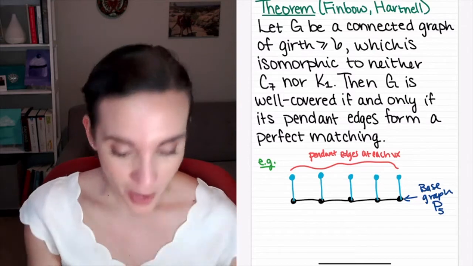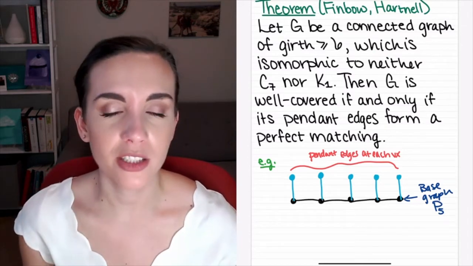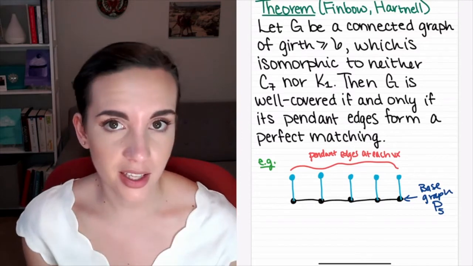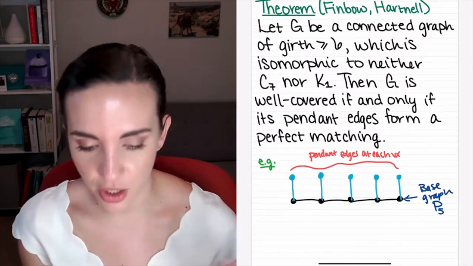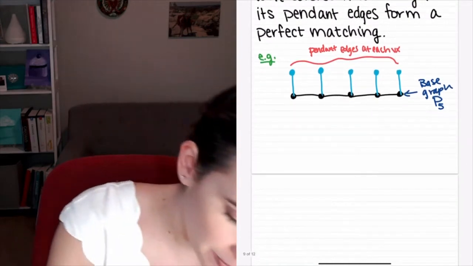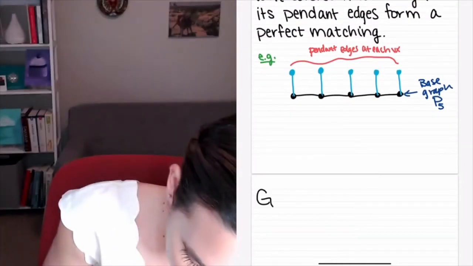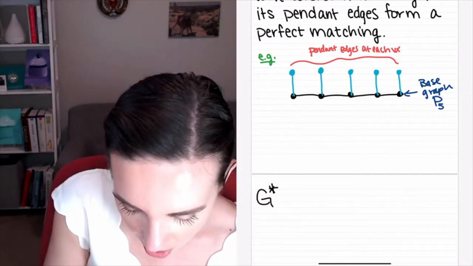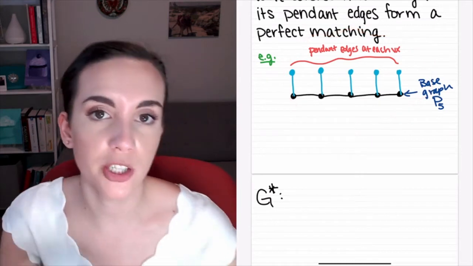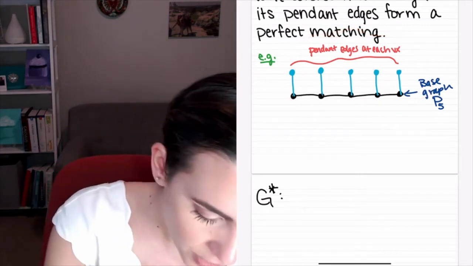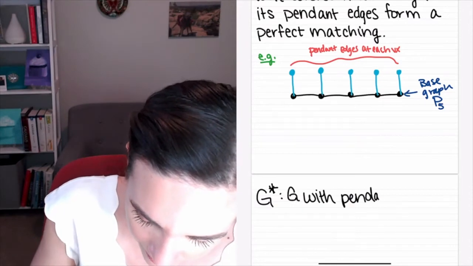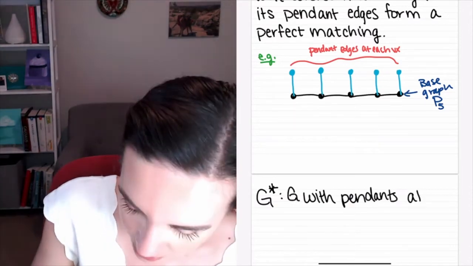So then the question now becomes, can we study the Erdős-Ko-Rado-ness of these types of graphs? So graphs that are created in this way. So I'm going to start off with some notation here. If I have a graph G, then G star is going to be this pendant graph that I'm creating, where G is the base graph. So think of it as G with pendants at each vertex.